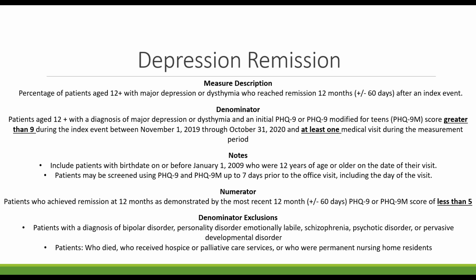Of course, we include patients with the birth date for this year on or before January 1st, 2009, and patients may be screened using the PHQ-9 or the PHQ-9M up to 7 days prior to their office visit, including the day of the visit. We look at the patients who achieved remission, which is considered a PHQ score of less than 5 within that 10 to 14 month period. And then, of course, we have our exclusions. If the patient has bipolar disorder, personality disorder, emotionally labile schizophrenia, psychotic disorder, or pervasive developmental disorder, they are excluded. And then, of course, patients who have passed, received hospice or palliative care services, or who are permanent nursing home residents are excluded from the denominator as well.